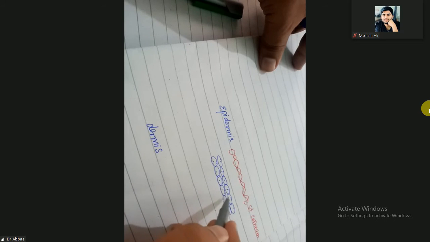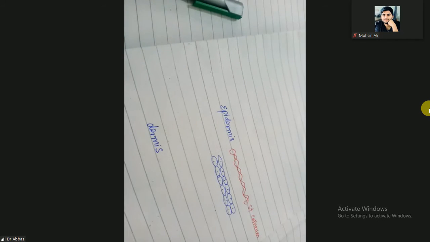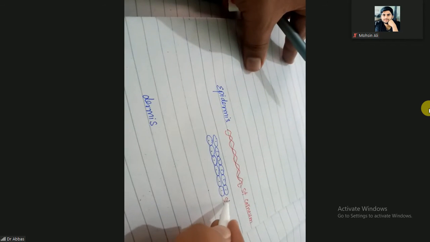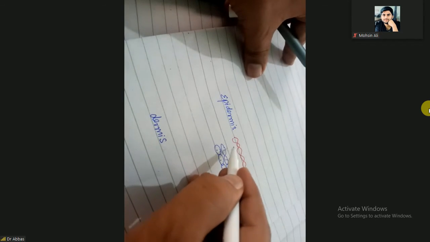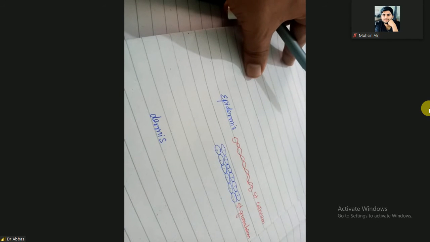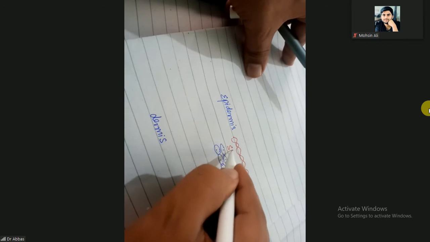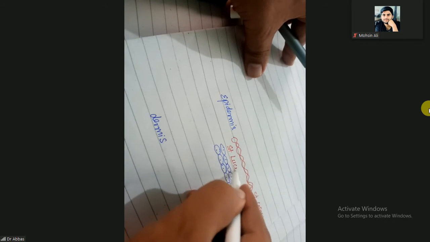This layer is nucleated, known as stratum granulosum. And the stratum lucidum is the whitish layer that is especially present on palms of hands and soles of feet. That is the stratum lucidum.